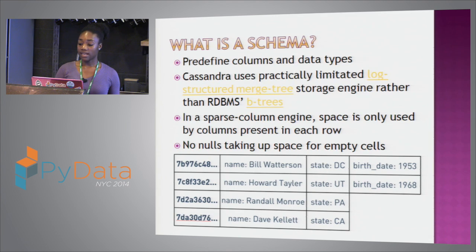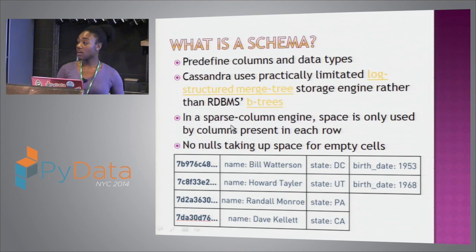We can notice that there's this whole area where there's no data. It doesn't even say null, it's just empty. So that's a big difference, because these nulls do take up space in a relational database, whereas here we're okay with not filling that area up. And that adds to Cassandra's efficiency.